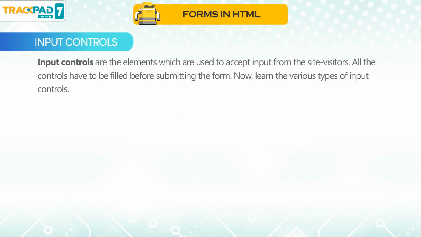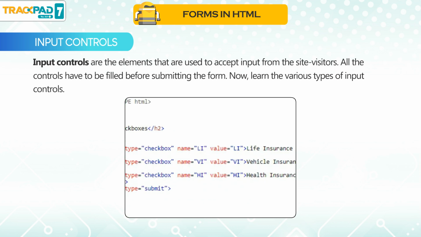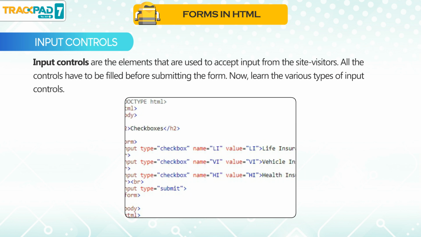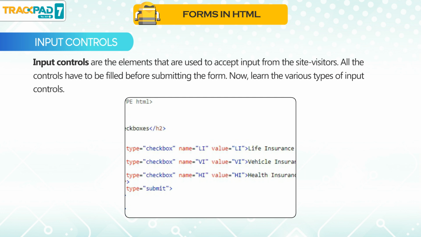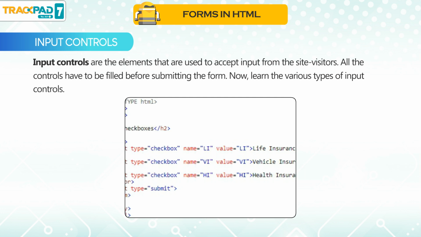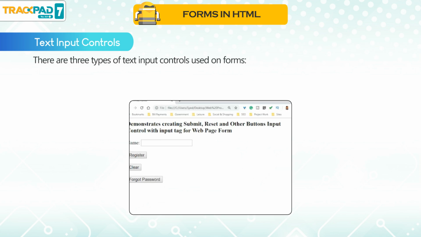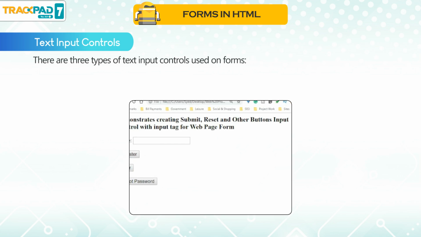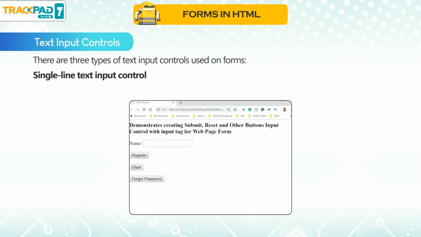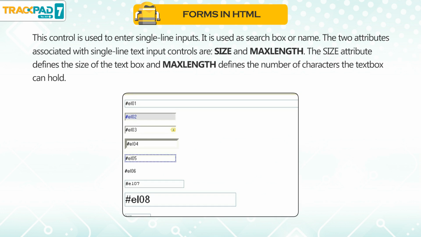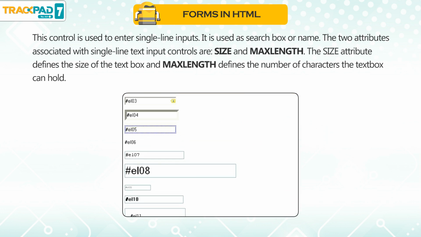Input controls. Input controls are the elements that are used to accept input from the site visitors. All the controls have to be filled in before submitting the form. Now, learn the various types of input controls. Text input controls. There are three types of text input controls used on forms. Single line text input control. This control is used to enter single line inputs. It is used as a search box or name.